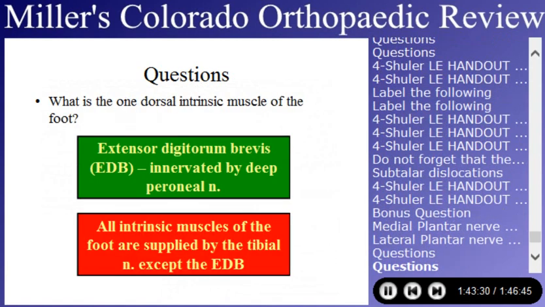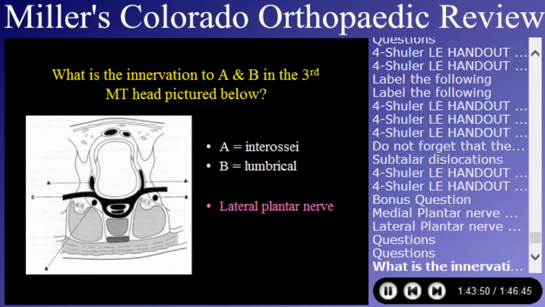What is the one dorsal intrinsic muscle of the foot? Intrinsic muscle that is dorsally located. Did you get it? EDB? Deep peroneal nerve innervated. All intrinsic muscles of the foot are supplied by the tibial nerve except that muscle. That's why it's important to know. Deep peroneal. Do not forget the innervation pattern, okay, to the interosseous, which are labeled A. The B are the lumbricals, and the way they are innervated is by the lateral plantar nerve.